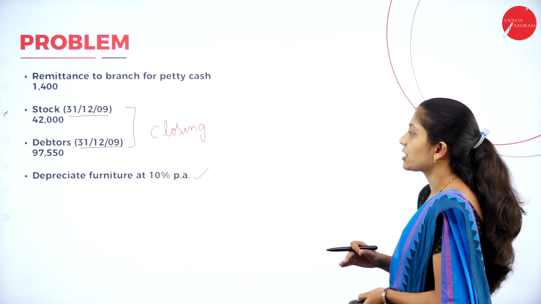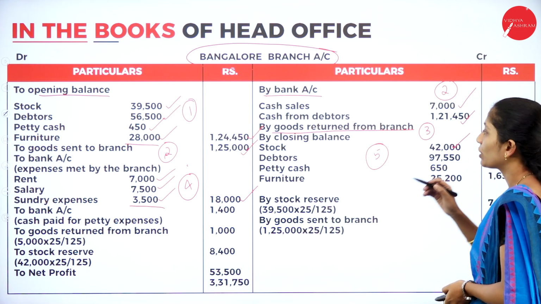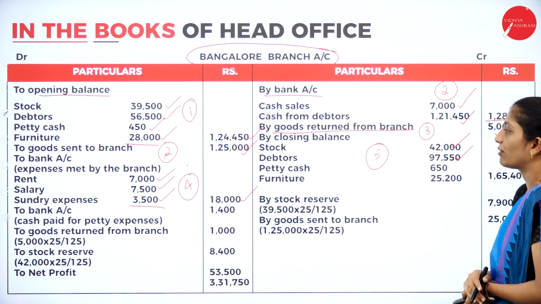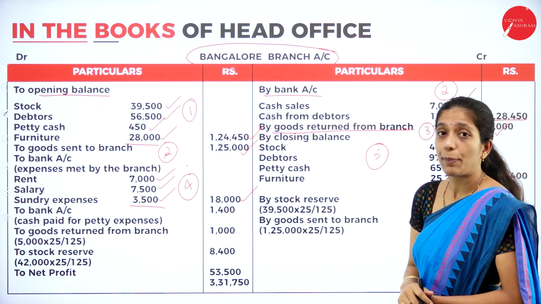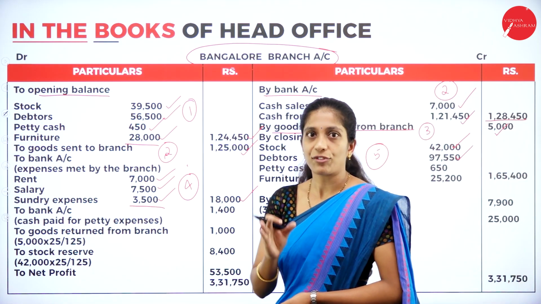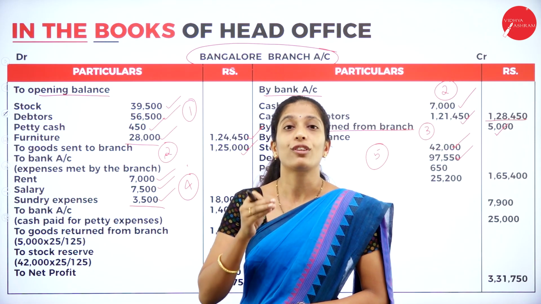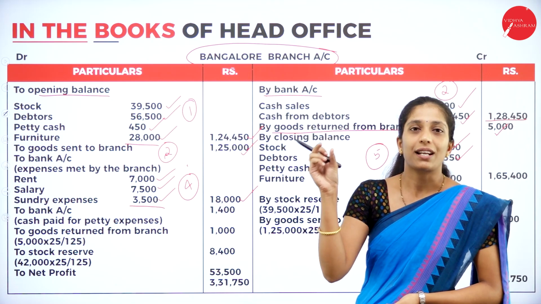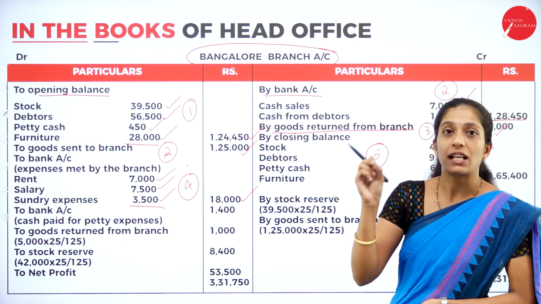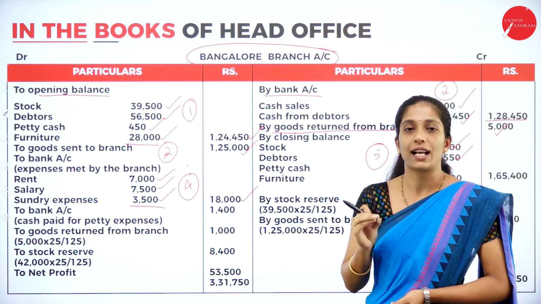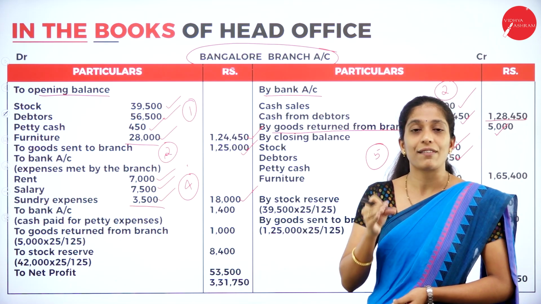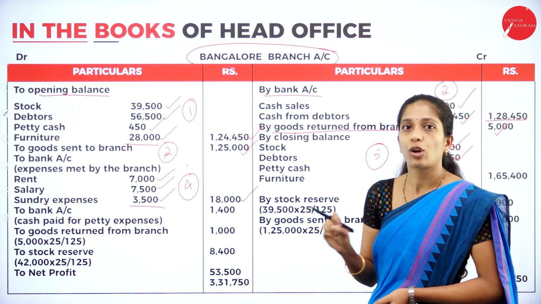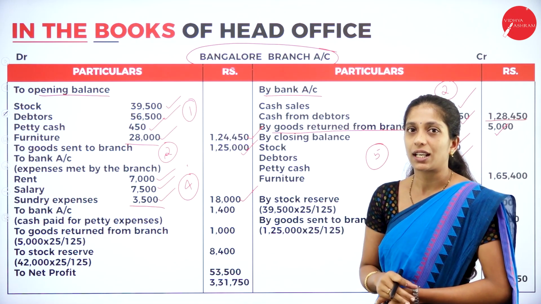Now stock is how much? So they have given stock 42,000. What is debtors? So debtors is 97,550. Now how to calculate the petty cash? So we have to make a working note in order to calculate the closing petty cash. So we will record the opening petty cash. If any expenses are met, we have to deduct, or if any addition is given by the head office for petty cash, we have to add. So we'll get the closing petty cash in that particular year.